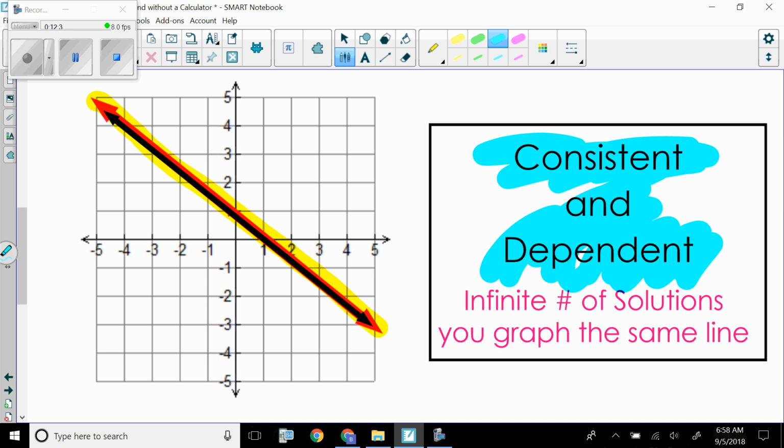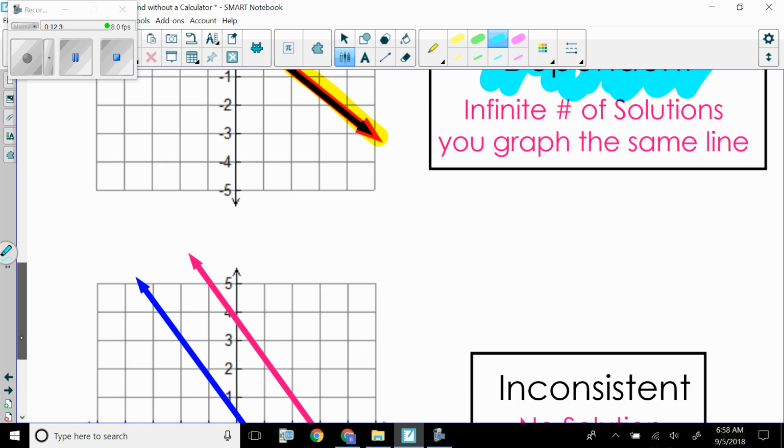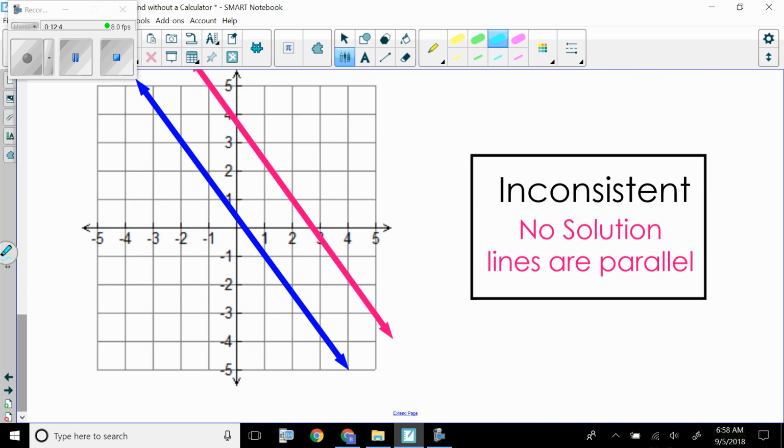Okay. Now, what's left? We've done hits in one spot. We've done hits in a bunch of spots. The only one left to do is if they don't hit, which are parallel lines. We've done this before. They don't intersect at all. So if I have a system that doesn't have an intersection, I would just say that it is inconsistent.